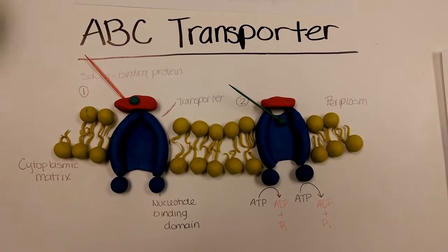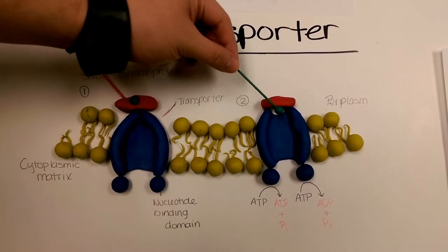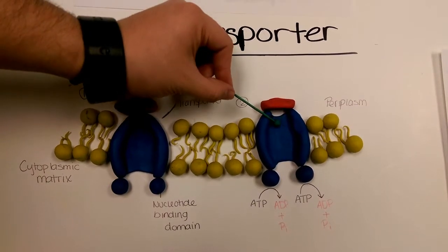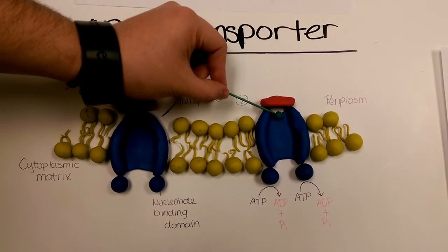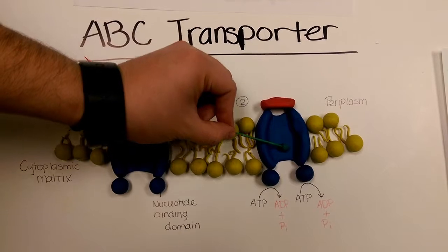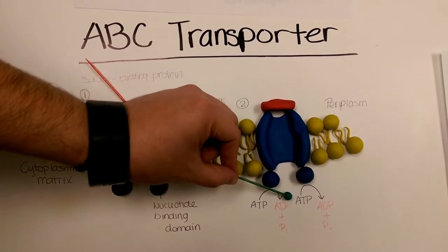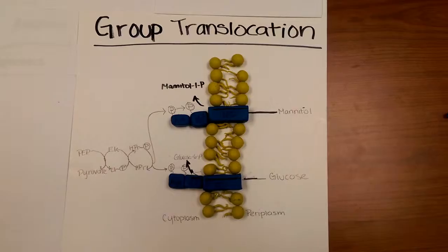After binding solute, the solute binding protein approaches the ABC transporter. The solute binding protein attaches to a transporter and releases the solute. Energy released by the hydrolysis of ATP drives movement of the solute across the membrane.